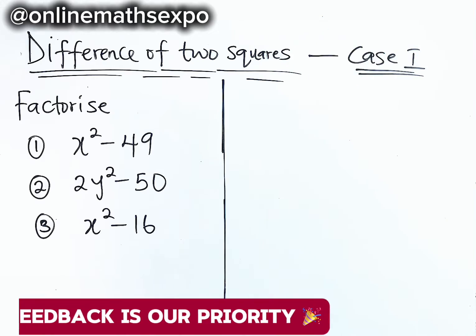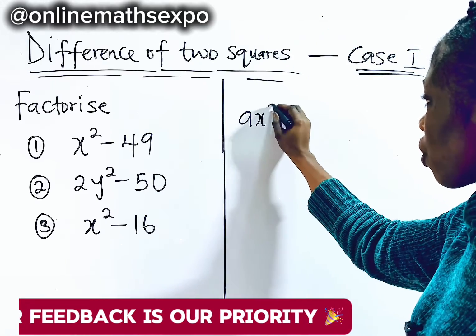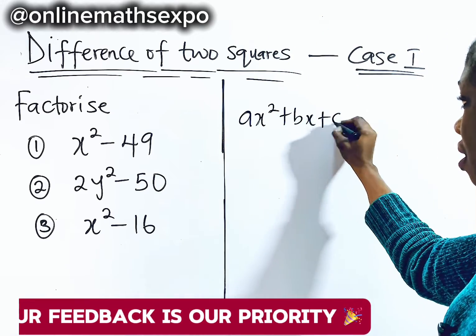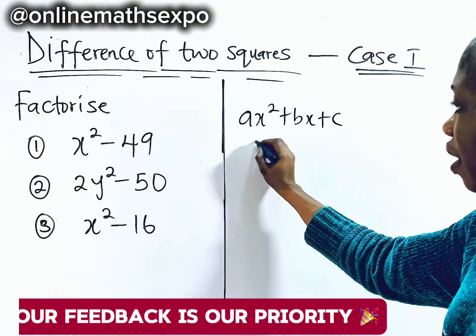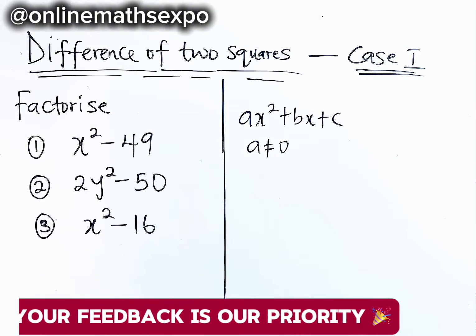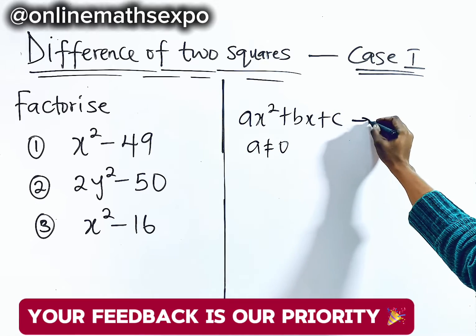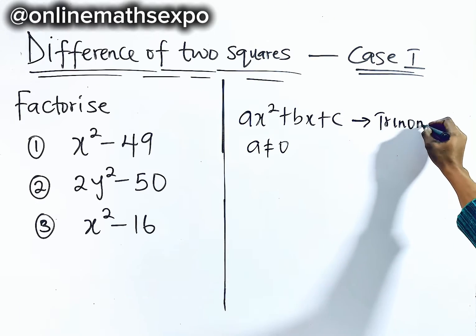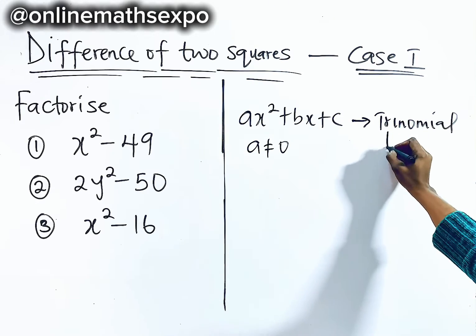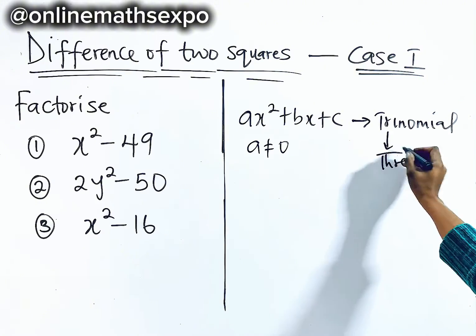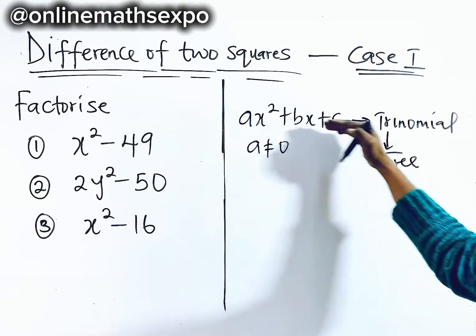Remember we said earlier that quadratic expressions are of this form. That's the standard form, provided A is not equal to 0. When you have these three terms shown in a particular question, such is what we call a trinomial. You know, tri means three. So you see the three terms are shown.